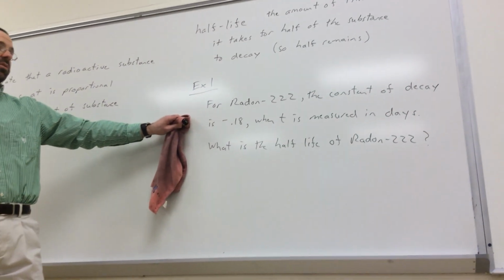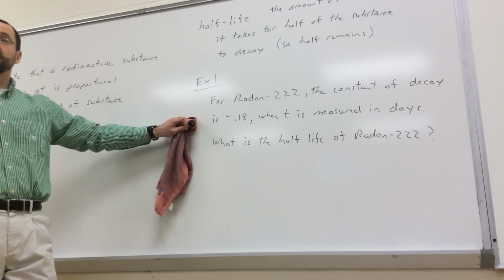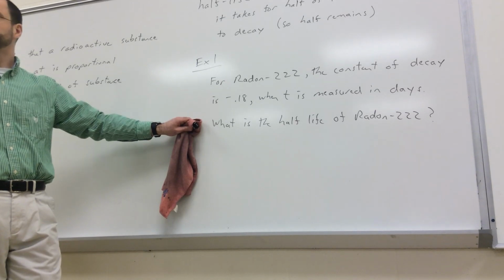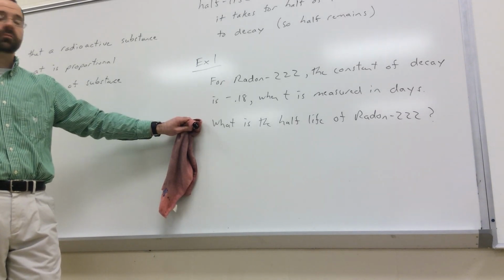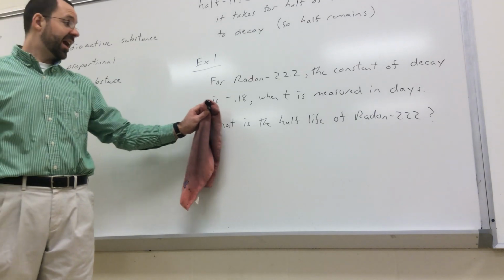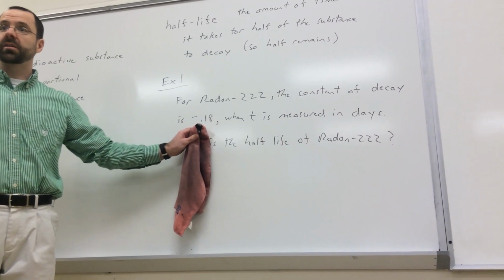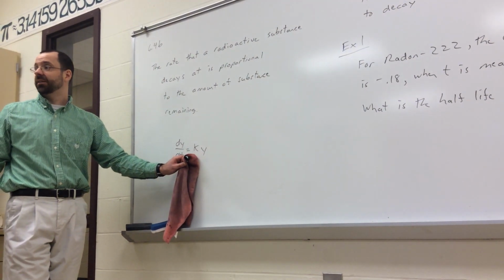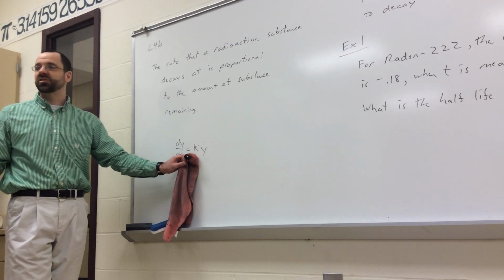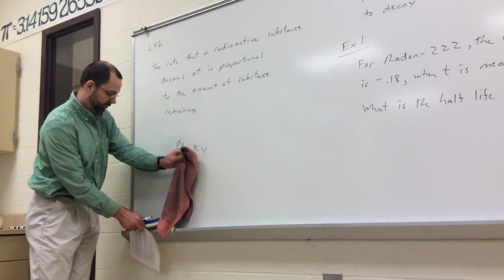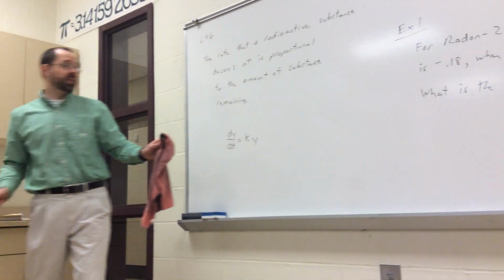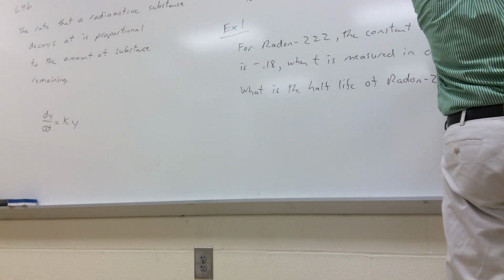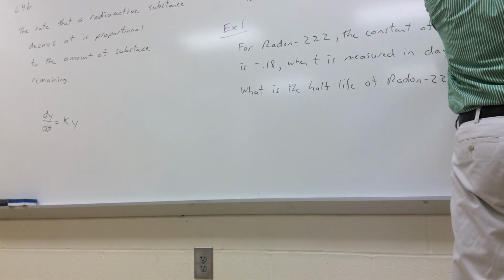For radon-222, the constant of decay is negative 0.18 when t is measured in days. And the question is, what is the half-life? Okay, so when it gives us the constant of decay, the negative 0.18, that's the k in this formula. So that k is called the constant of decay. So that means that we know that dy/dt equals negative 0.18y.